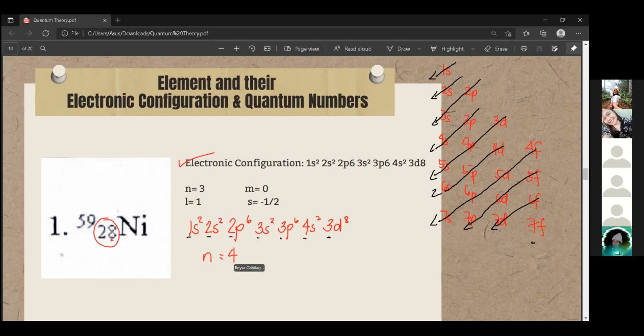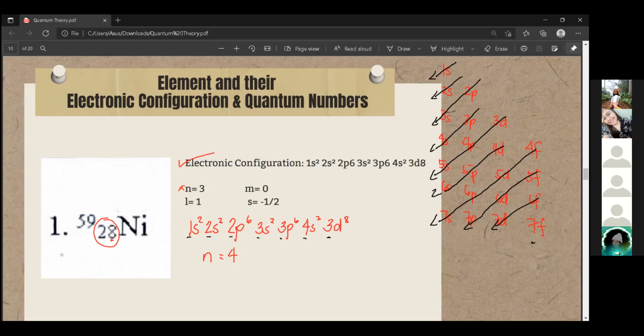Okay? So take note. This is 4, ha? Questions? Questions, class, about this? Again, it doesn't matter kung nasa gitna siya or nasa huli siya. Basta siya yung pinakamalaking number, that will be the principal quantum number. So the correct answer here is 4.